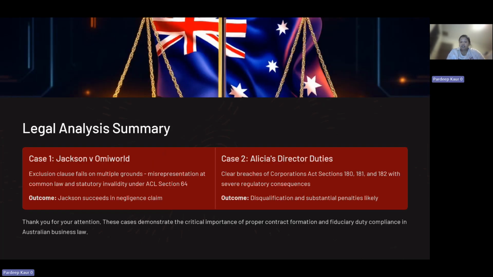So at the end, to summarize, in case one, the exclusion clause is invalid. So Jackson is entitled to succeed in negligence. In case two, Alicia has clearly breached multiple director duties, exposing herself to disqualification and heavy penalties.